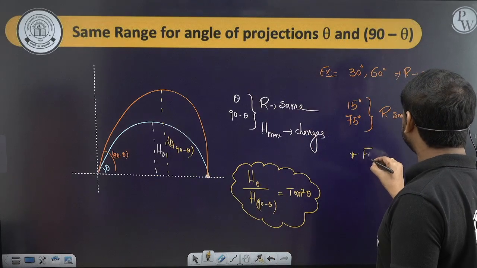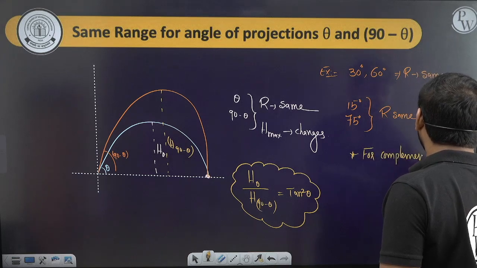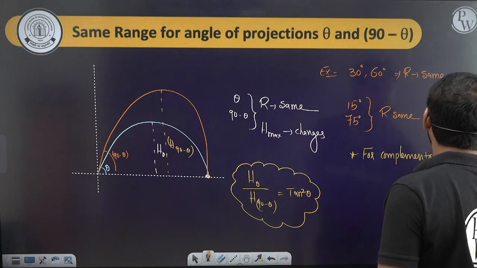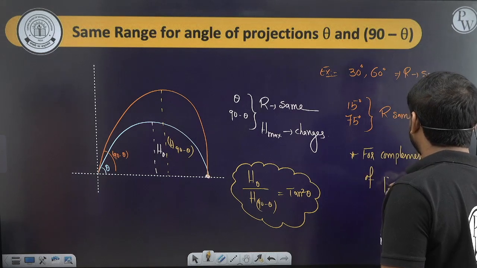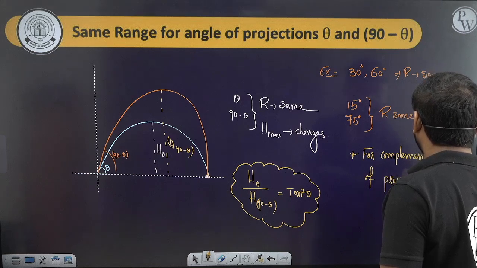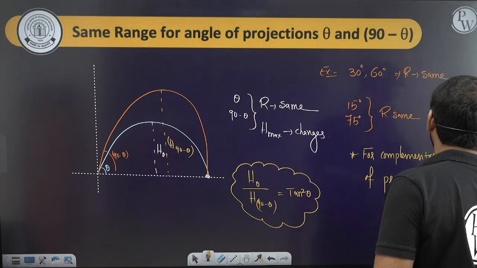You can write here: for complementary angles of projection, the range will be the same.